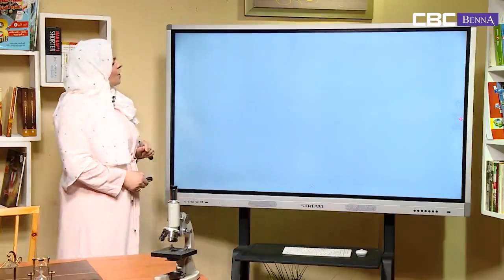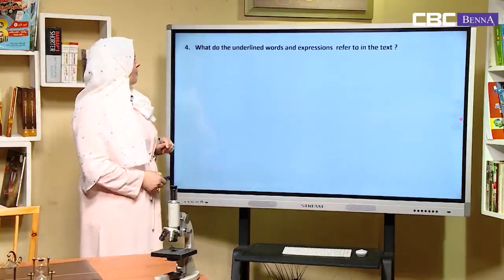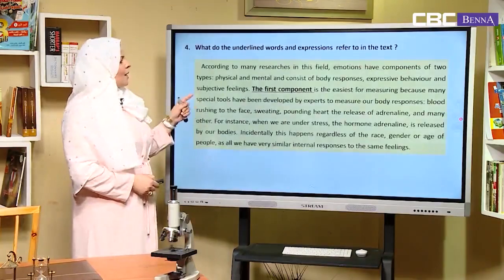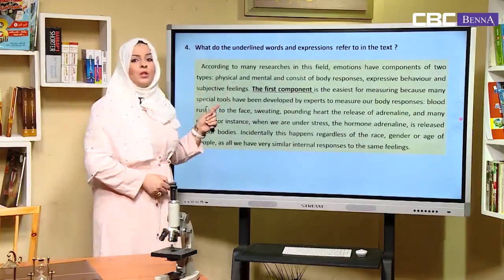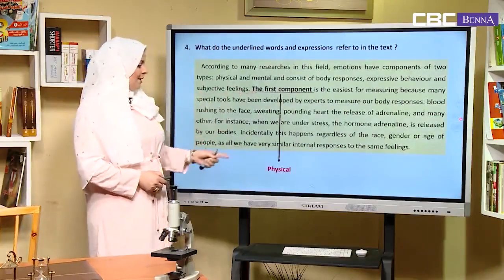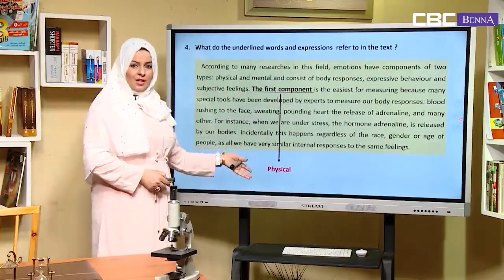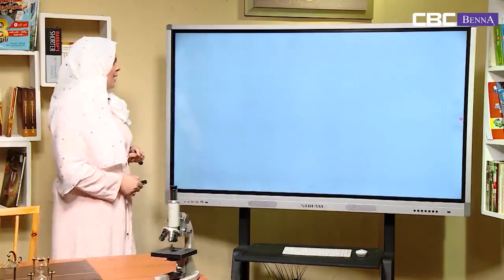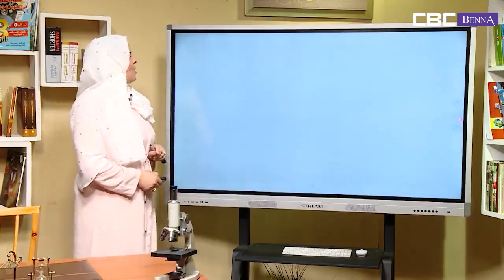Good. Concerning the second one, always you are going to see the first component. What do this word refer? It refers physical. Have you seen? So this is to show you in the paragraph. This is concerning word references.